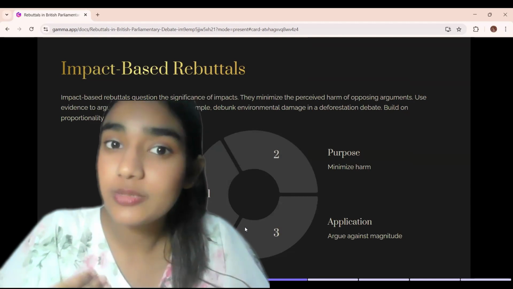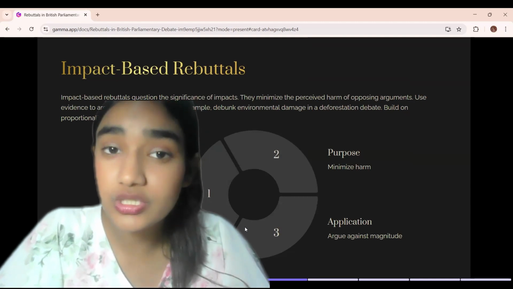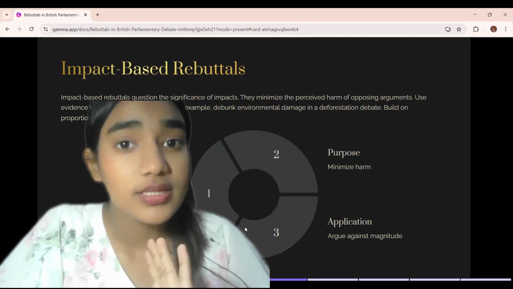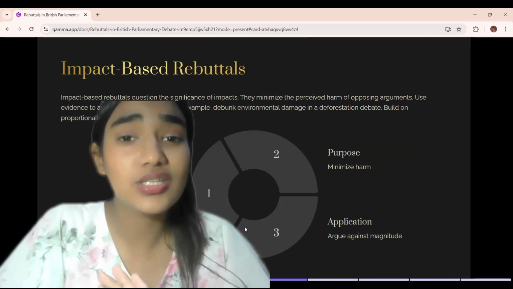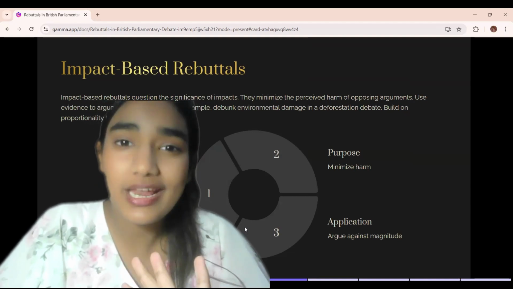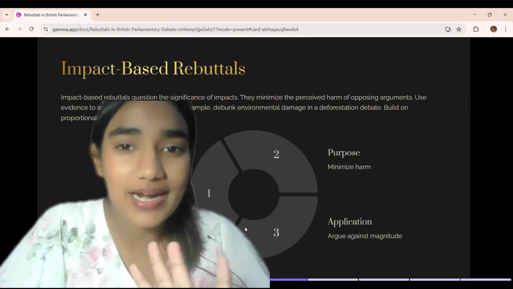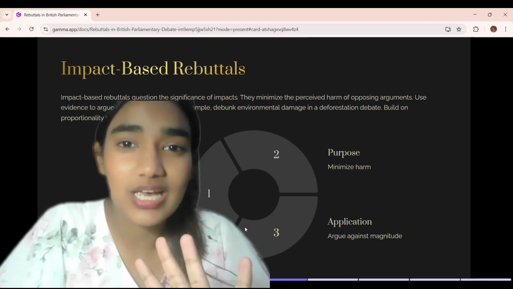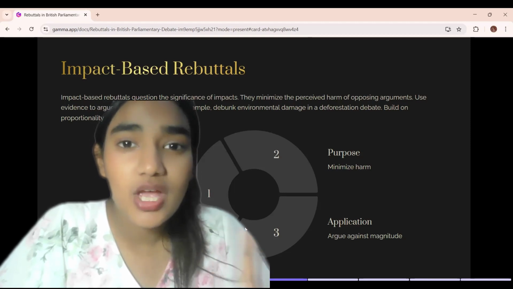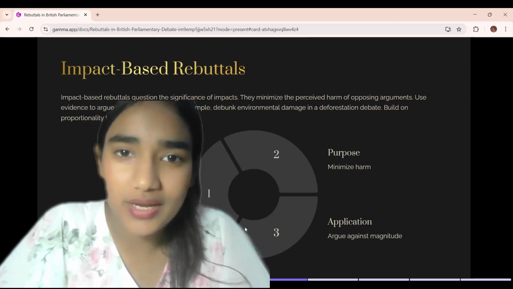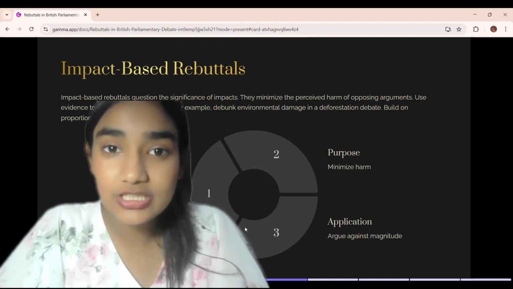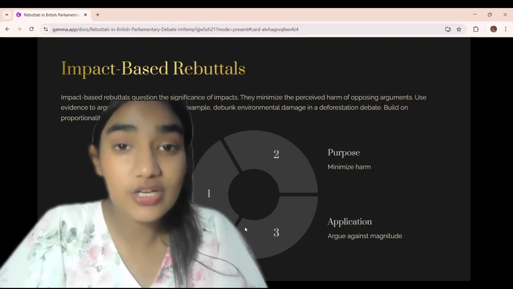What is impact based rebuttal? We just prove to the judge that, okay, the arguments my opposition has made are fine, but they do not have any impact on anybody. No stakeholder is impacted by whatever arguments they are making. Basically, they are over-exaggerating their impact when they don't have even one. And I will explain that with a very good example.